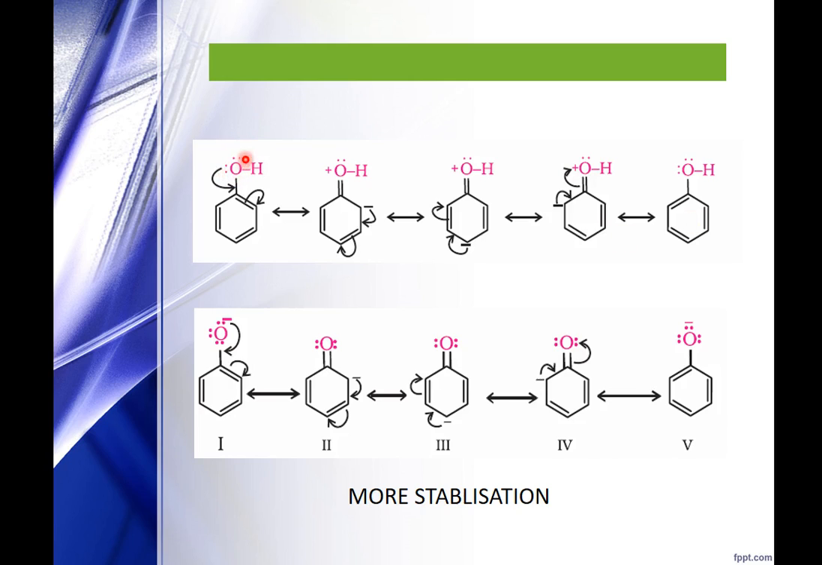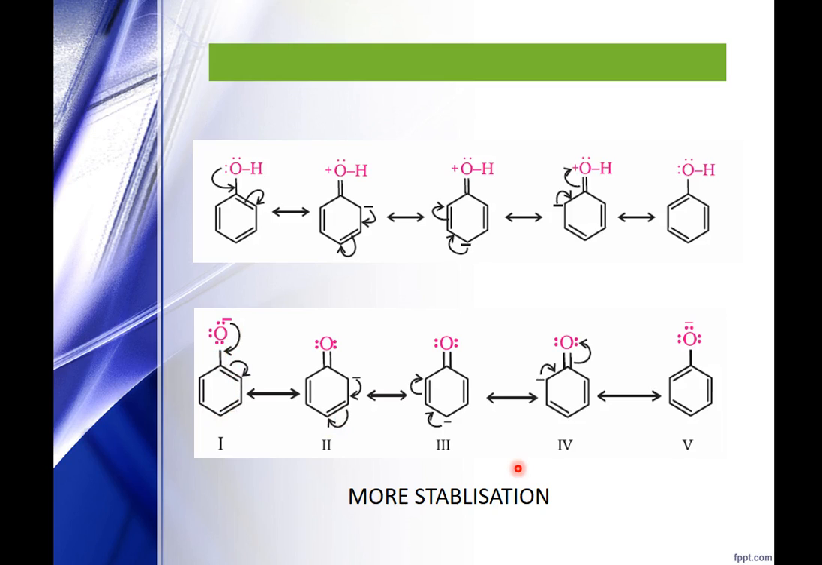The lone pair of oxygen is taken up by the benzene ring, the benzene ring being electron withdrawing in nature. So negative charge is delocalized over the benzene ring. It is coming over at the ortho position, para position, again at the ortho position. After removal of proton, we get phenoxide ion. Here the negative charge of oxygen is delocalized over the benzene ring like this.